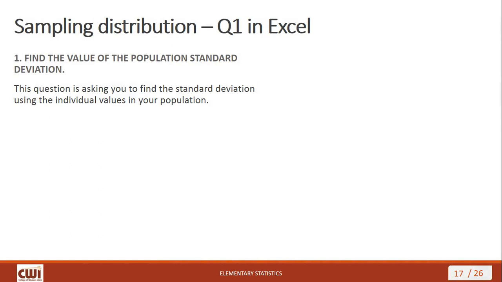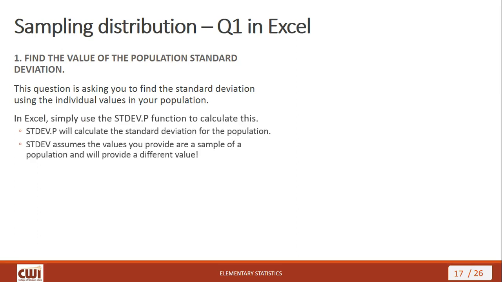So let's tackle each question one at a time. And first I'm going to show you how to do this in Excel, since I find it easier, and then I'll back up and show you how to do the same thing in StatCrunch. So the first question asks us to find the value of the population standard deviation. This question is asking you to find the standard deviation using the individual values in your population.